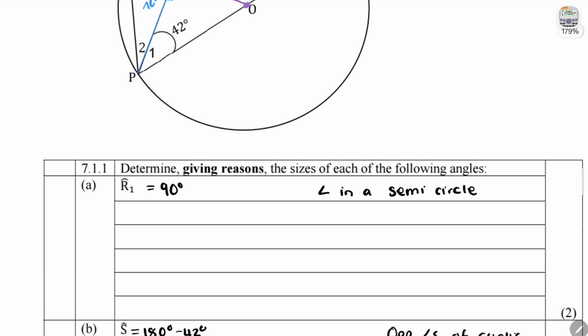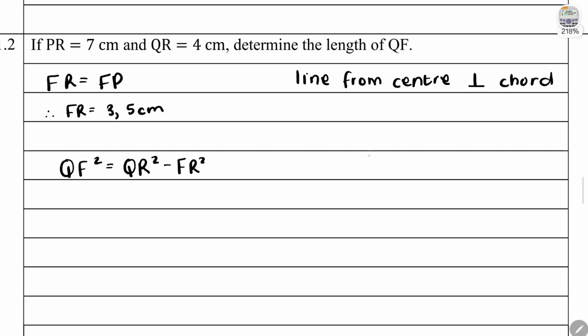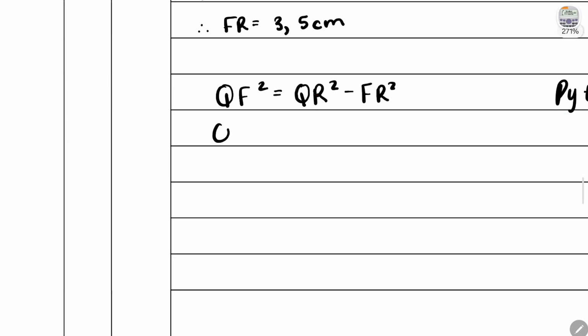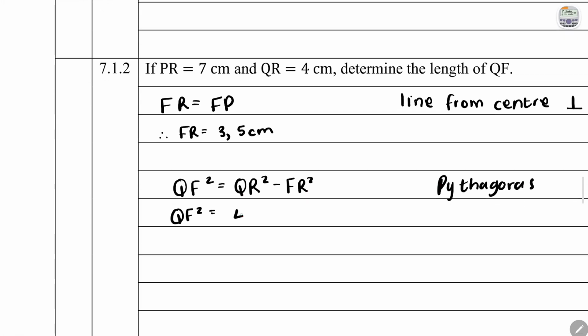And now we have everything to find QF. Using the theorem of Pythagoras, you can see that QF is one of the shorter sides. So we'll say QF squared is equal to the longest side, QR squared, minus the other shorter side, FR squared. The reason for this is the theorem of Pythagoras. And now we can find QF. QF squared is equal to, they told us the length of QR, it's 4 centimeters, so that's 4 squared minus FR squared, which is 3.5 squared.